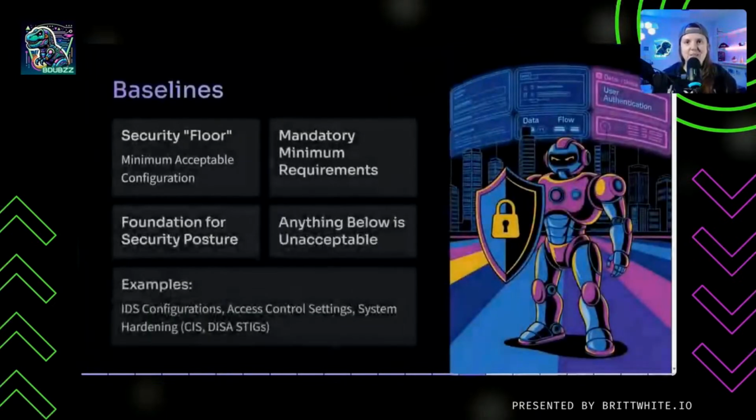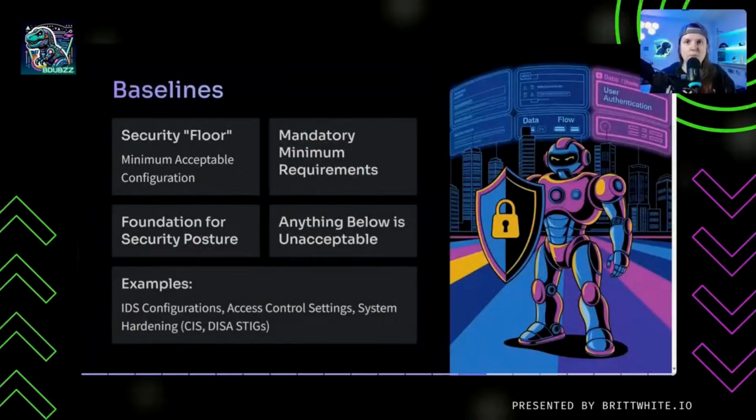And now we move down to baselines. Think of baselines as the security floor, the absolute minimum security the organization will accept. Baselines are focused on clearly defining the absolute minimum acceptable configuration for different security mechanisms and products that the organization uses. It's really setting the least we can do and still be considered reasonably secure. Anything below a defined baseline is simply not acceptable. Baselines really set the absolute floor for essential security configurations for all types of systems and technologies.